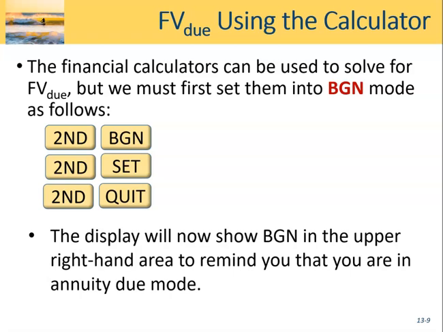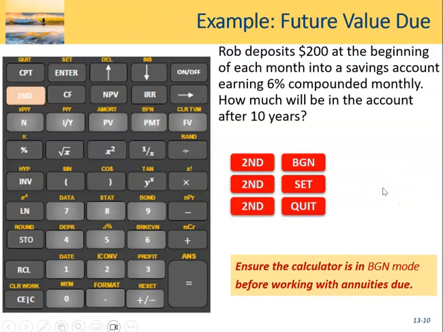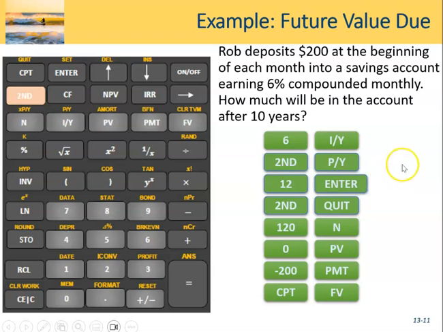okay, second set, second quit. And now if you look at your screen, it's going to show 0 point and then your decimal places that you have set. But above that, it has a small BGN. So that means that it's in the beginning mode, which means that your payments are due at the beginning, which is what future value due means.